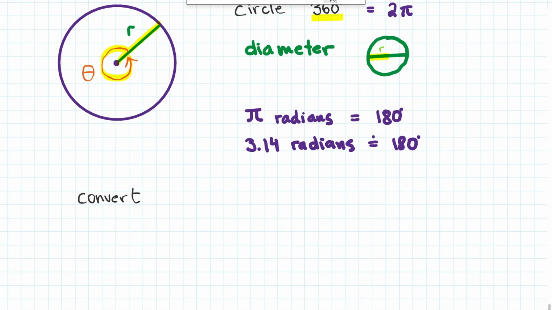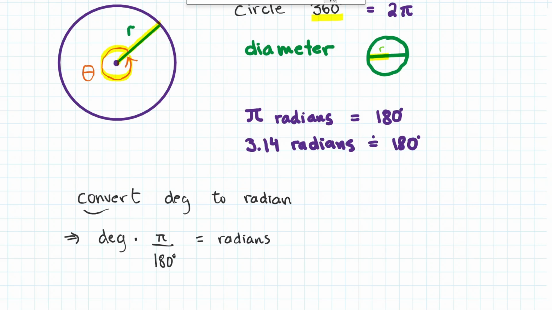So now let's say we want to convert from degrees to radians. This is the formula that we can use. You take the degree that you have, and then you multiply it by pi over 180 degrees, and that will give you your answer in radians. Okay? So that's one method.